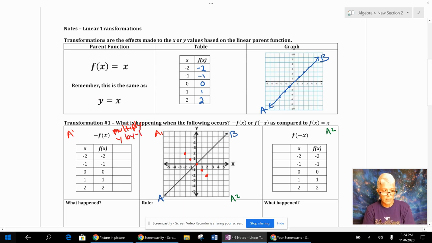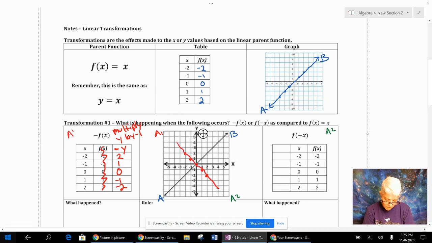That's what it means. So what would happen then is, instead of this f of x column, I'm now going to change. I'm just going to multiply everything by negative 1. So I end up with a 2, a 1, a 0, a negative 1, and a negative 2. Let me rewrite that in there. And I went ahead and plotted those points in red. And you can kind of see what's happening here. I'm going to go ahead and connect them.